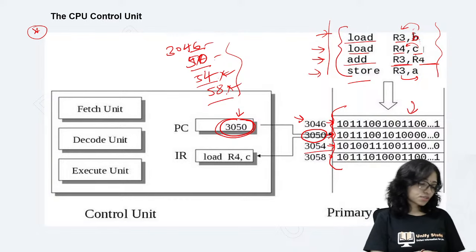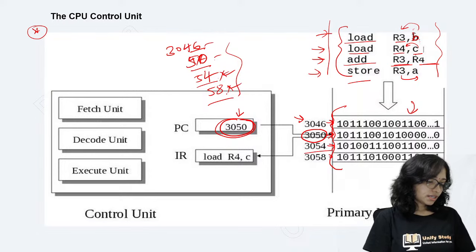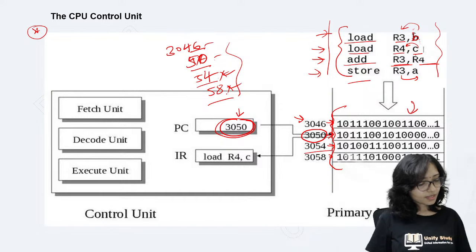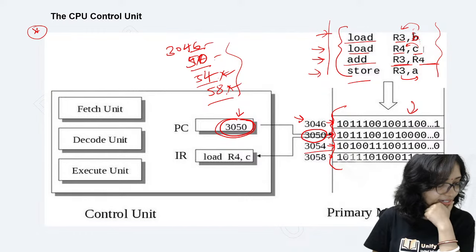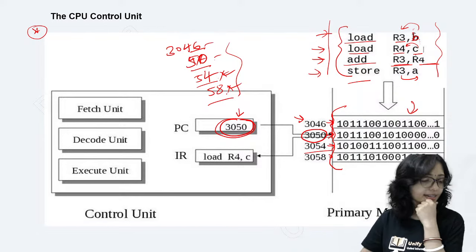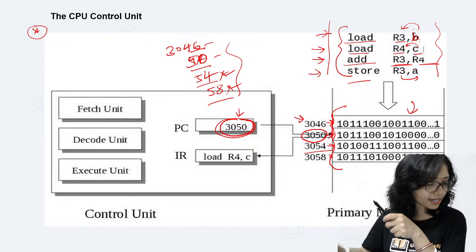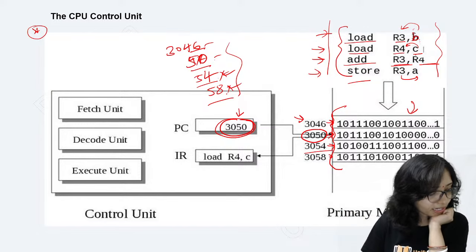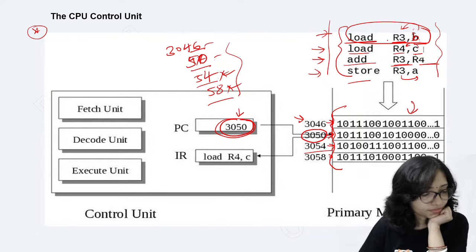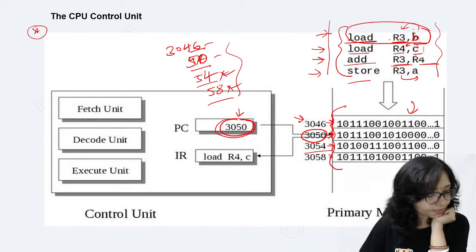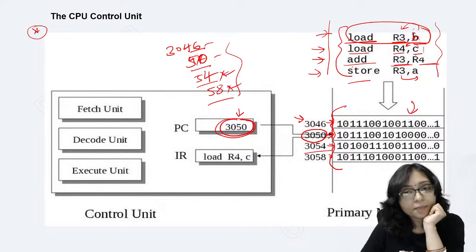Okay, integer takes 4 bytes. Is it for that? Is it depending on the 4-byte integer data? Here I am storing LOAD R3, B. Is it depending on the integer? No. Here actually it depends on the address.